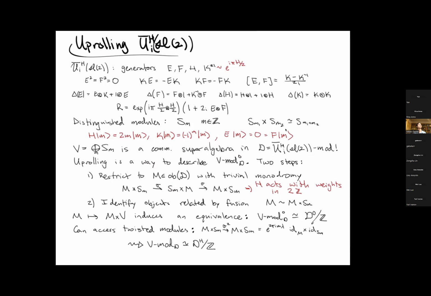I guess the only central element is K squared. Yes, K squared is central. The center, I guess, is generated by E squared, F squared, and K squared. I haven't constrained K squared, but I've constrained E squared and F squared. Morally, K squared is going to be related to the zeta that I had before, and the constraint that E and F are zero is related to my restriction to abelian flat connections.